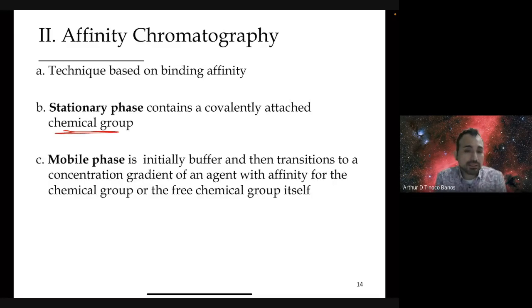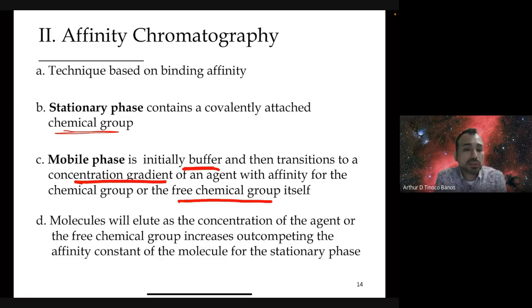Then your mobile phase will initially be your buffer, because you just want to prime it and get rid of anything in your sample that doesn't stick to the column. But then this buffer will change. You will apply a concentration gradient of an agent with affinity for the chemical group, so that you can outcompete whatever molecule is bound to the chemical groups in your stationary phase. Another approach is to use the chemical group itself, in its free form, so that you have that competition.